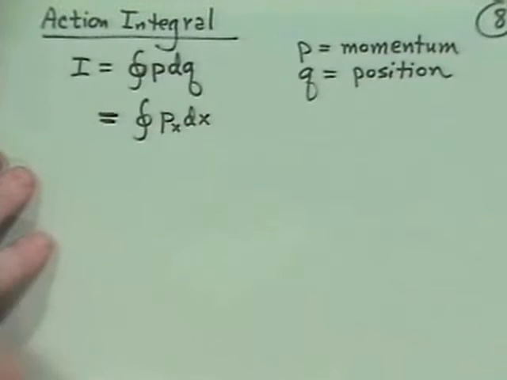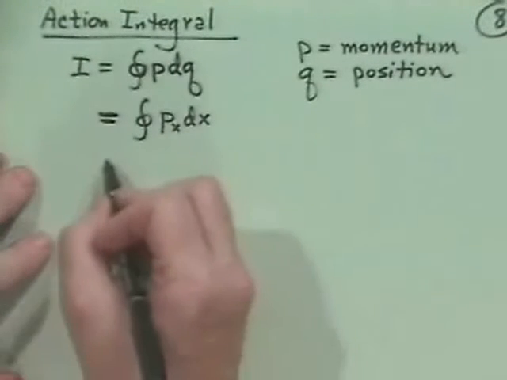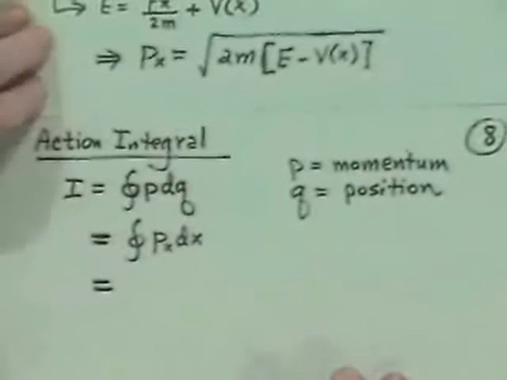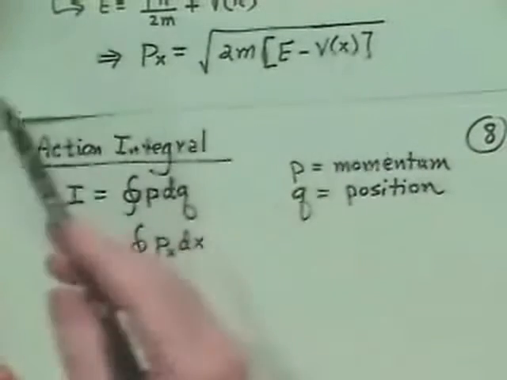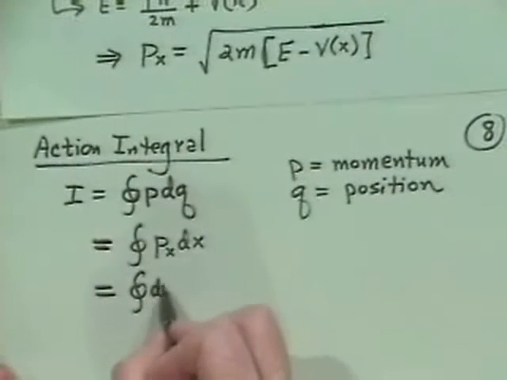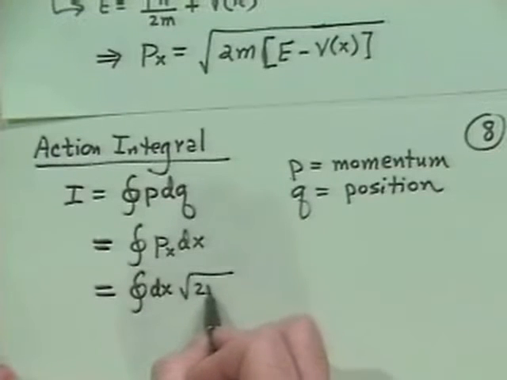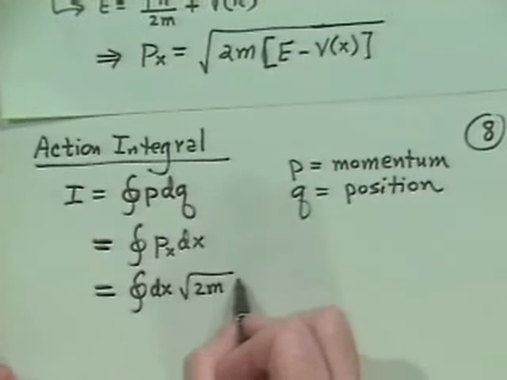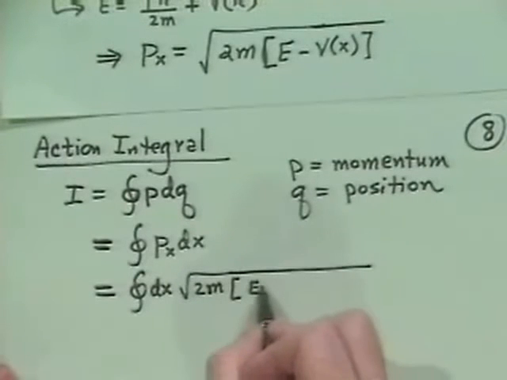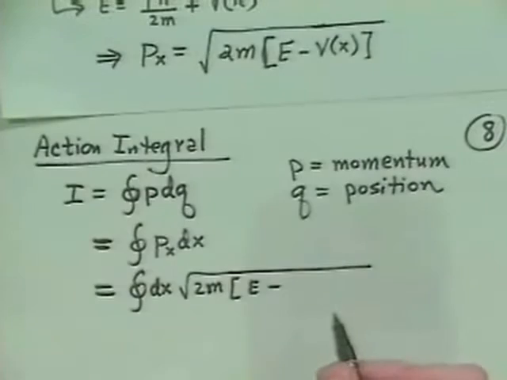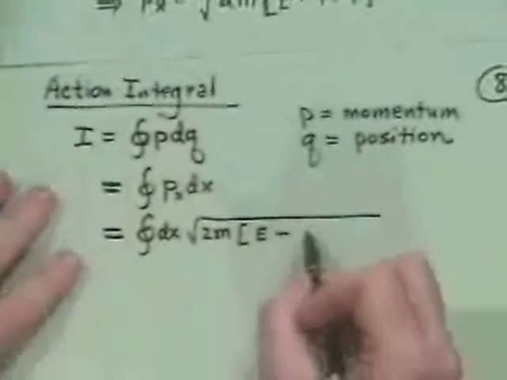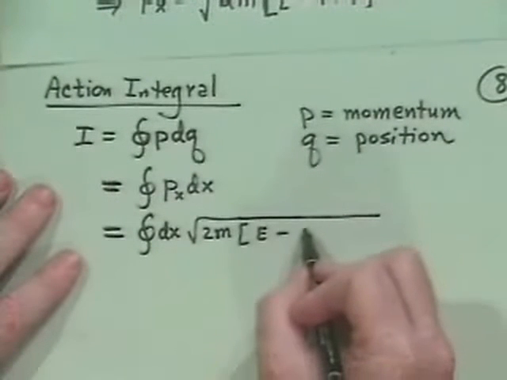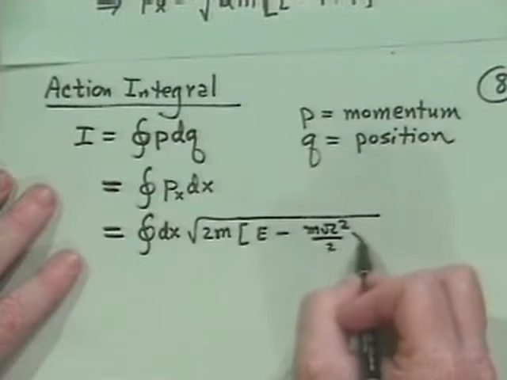For my gyro motion problem or the harmonic oscillator problem I've been talking about, and now we had worked out what that momentum looked like. And so we can just do this as a loop integral, which just means to integrate over the whole period. So it's the integral dx, square root of 2 times mass times (E minus V of x). But we had that our V of x was m omega squared x squared over 2. So we'll just put that in. So that's m omega squared over 2 times x squared.